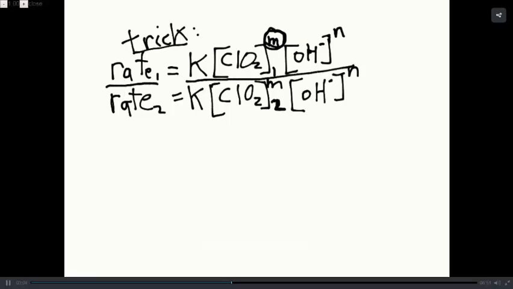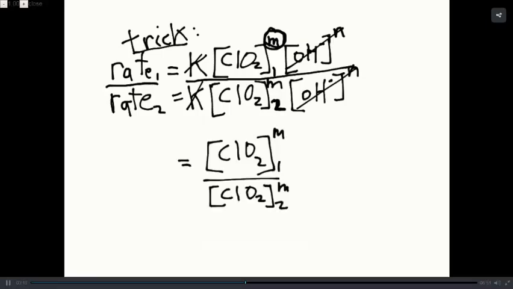That allows us to cancel out anything that didn't change. So K is a constant, that goes bye-bye. We didn't change the concentration of hydroxide, so it cancels out. And on the right side, we're left with this. And on the left side, we have rate 1 over rate 2. We found that ratio to be 9.